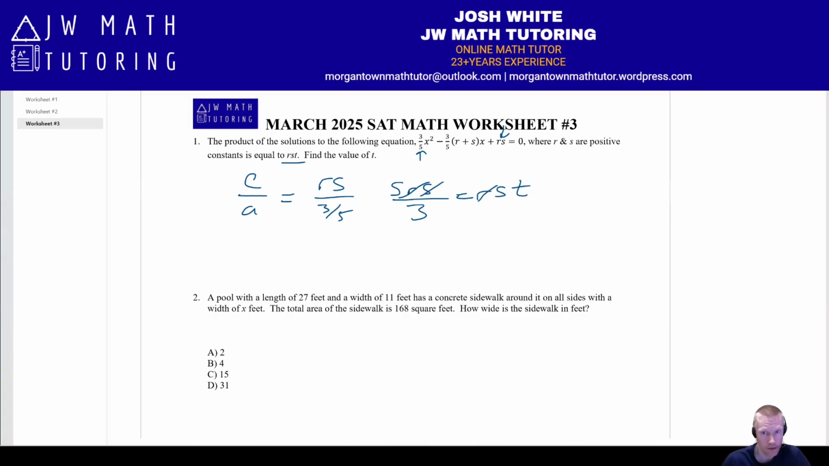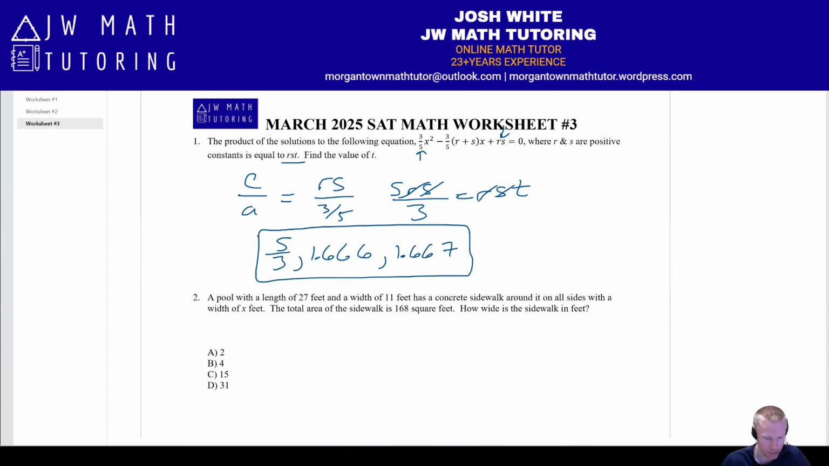R and s will cancel out, i.e. you can divide both sides by r and s. And so what is t equal to? It's just 5/3, and that's it. So you could grid in 5/3. You could also write it as a decimal, and you could truncate the decimal, or you could write it as a decimal and round it. So 1.666 or 1.667, all of these would be acceptable.